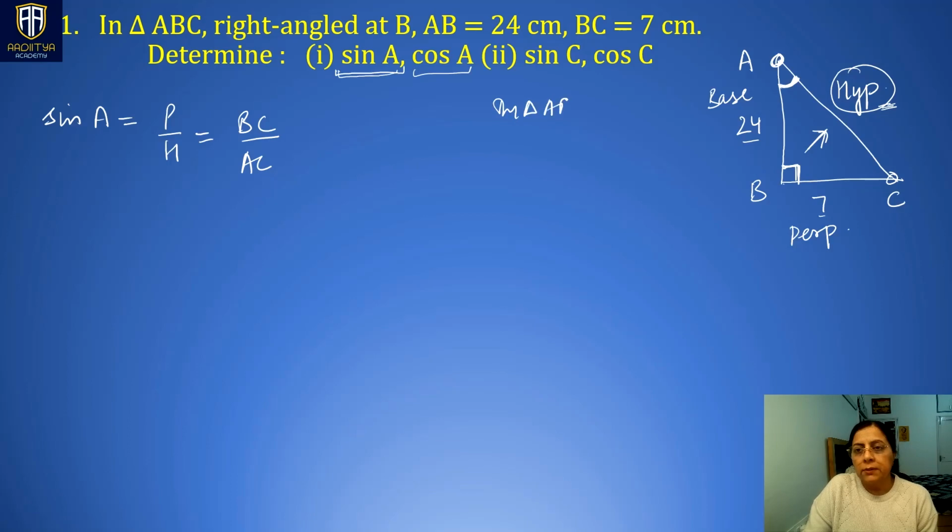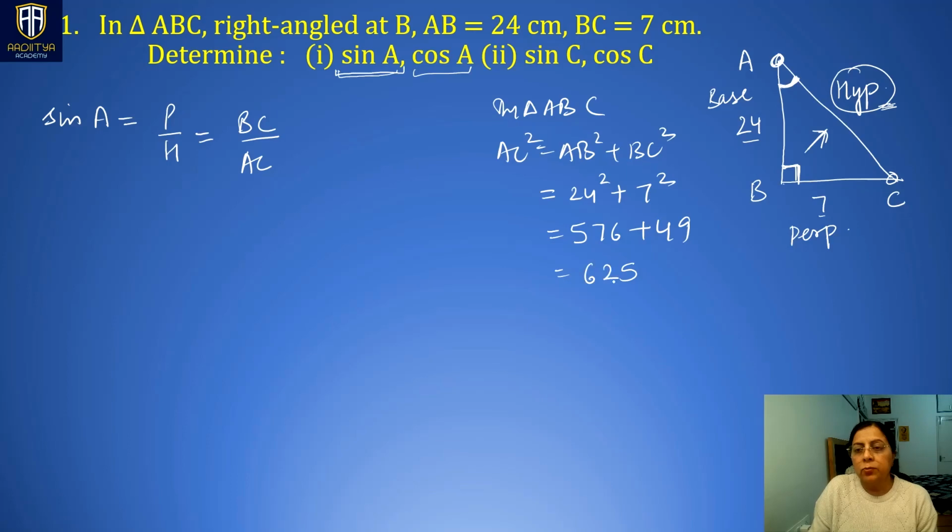In triangle ABC, AC square is AB square plus BC square. So by using Pythagoras theorem, we can find the third side which is not given in the question. AB square here is 24 square. BC square is 7 square. This is 576 added to 49. 9 and 6, 15. We have 625. AC square is 625, so AC becomes 25 centimeters, right? So AC is 25 now.